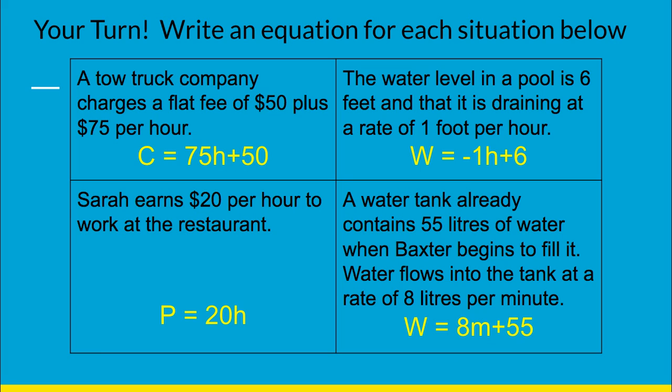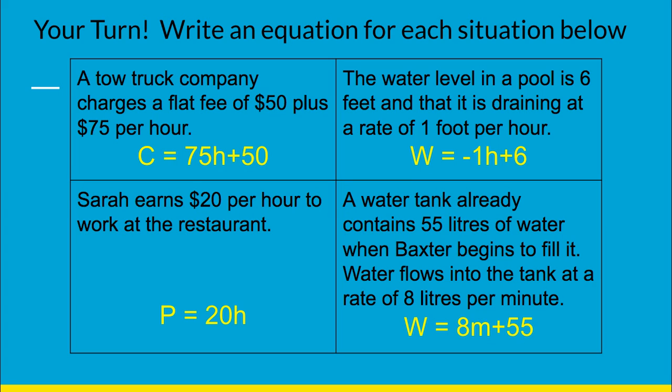Okay, so hopefully you've had time to go through these equations on your own. What you wanted to find in each of them is what is that initial value and what is your rate of change. So if we look at the first one, a tow truck company charges a flat fee of $50, that's your constant, plus $75 per hour. So 75 is your coefficient. So cost equals 75 times the number of hours plus 50.